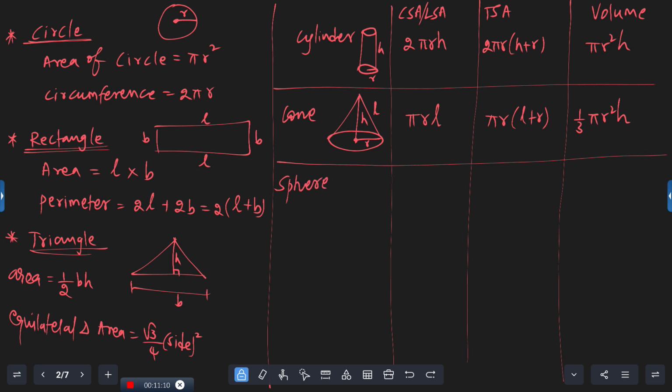Next, sphere. Sphere also we will be using. So sphere will be coming like this, 3D. Surface area is 4 pi r square. Total surface area we don't have separately. Sometimes we will be using total surface area, same 4 pi r square only. Volume is 4 by 3 pi r cube. Maximum these things will be used. Hemisphere, half of this will go. Hemisphere is a rare case we are using.